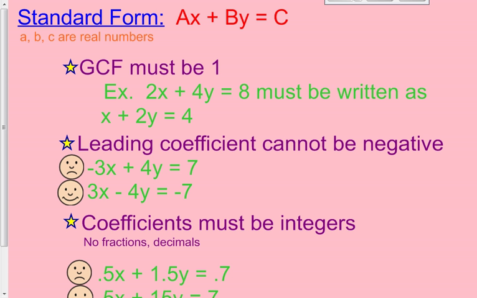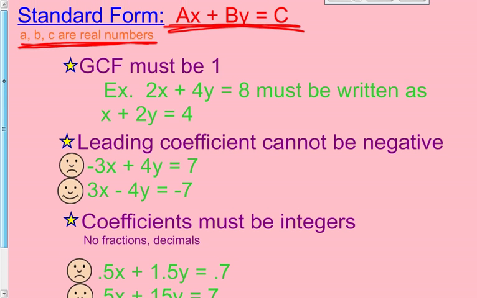So now let's talk about standard form before we get on to our example problems. We have three forms of lines: point-slope form, slope-intercept form, and this is our third one, standard form. Standard form is written as ax plus by equals c, where a, b, and c are all real numbers. So real numbers, that means that we cannot have any fractions, we cannot have any decimals.